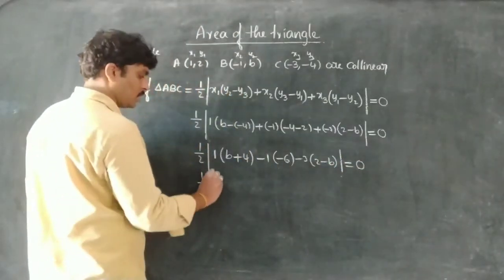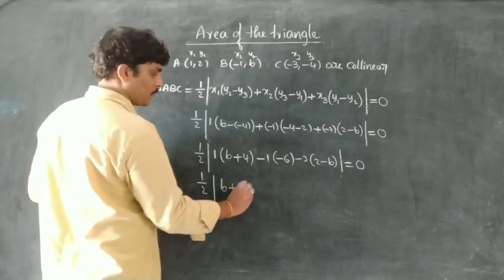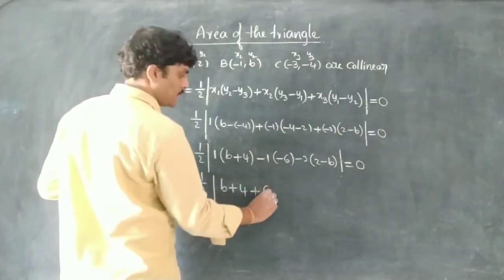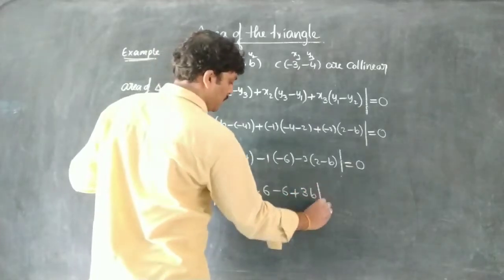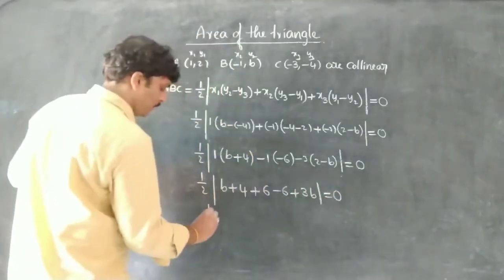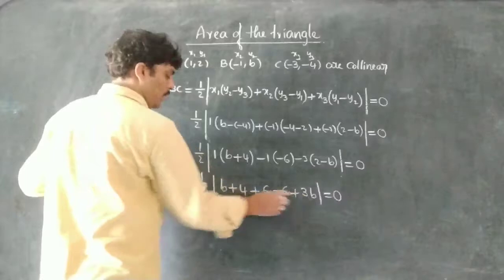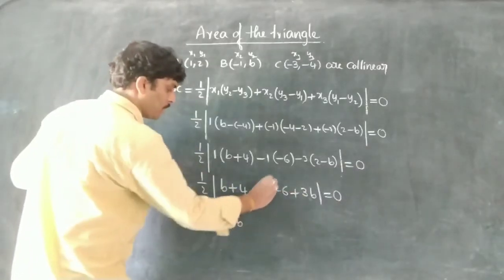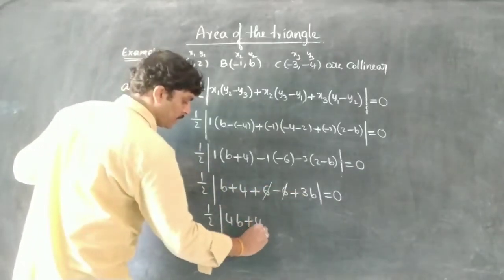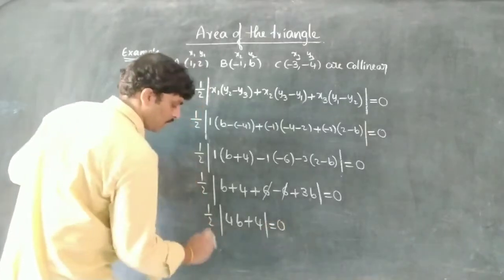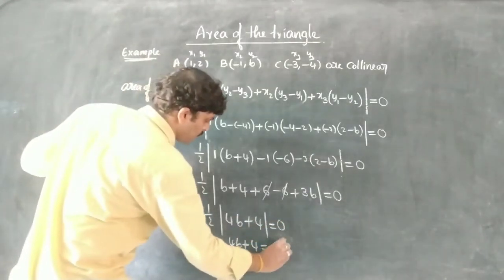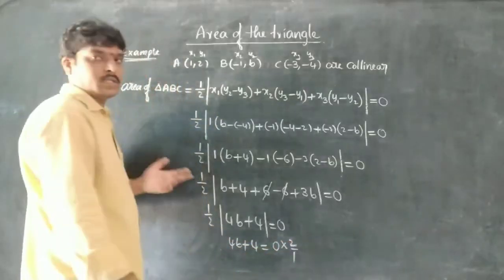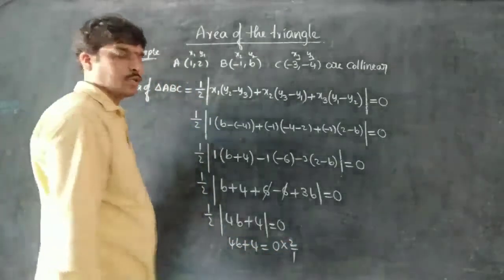Now of modulus, this is b plus 4, minus into minus plus, 3 2s are 6, 3 into b, 3b. Of modulus 3b plus b, 4b. Here plus 6 minus 6 cancel, equal to 0. 1 by 2 send that side. 4b plus 4 is equal to 0 into 2 by 1. 0 into 2 by 1 value is 0.